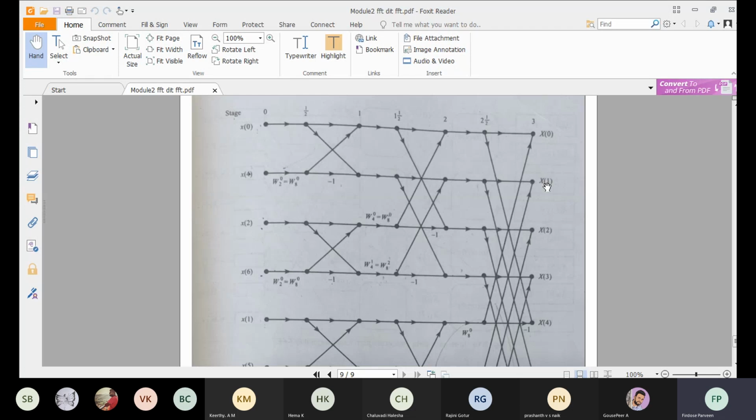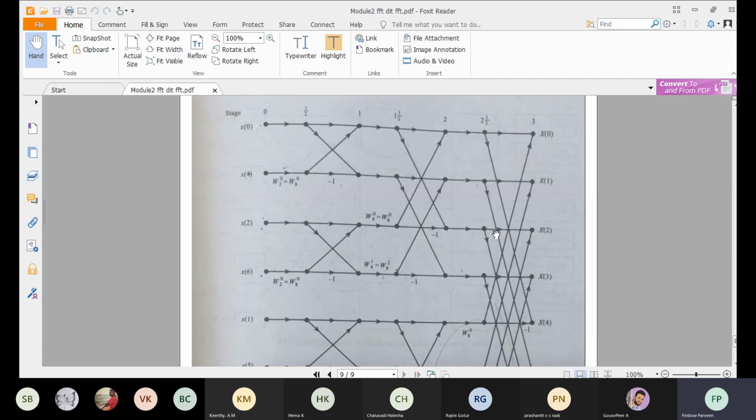X of 1, how will you write? 0, 0, 1. Okay. From the left side you'll start and you'll end up at the right side. So how will you write? It is 0, 0, 1. Okay. From the right side, when you see, how will you see? It is 1, 0, 0. So that is nothing but x of 4.